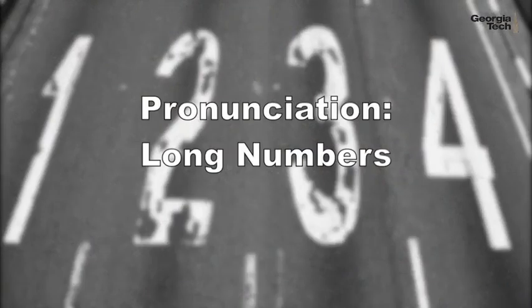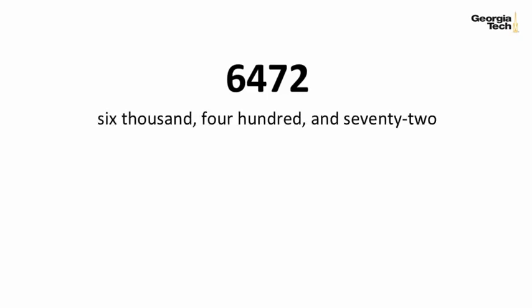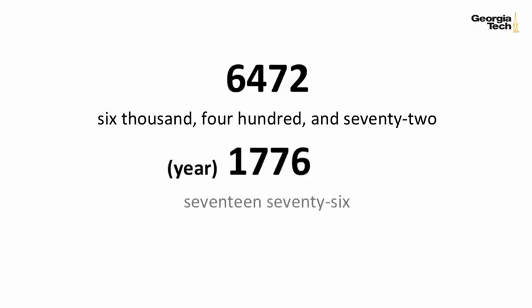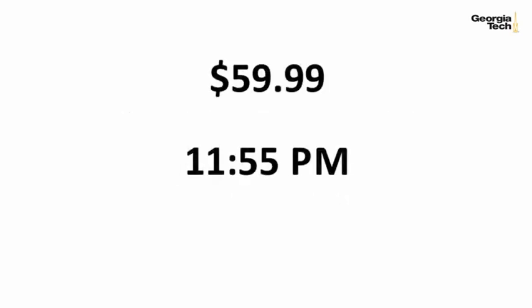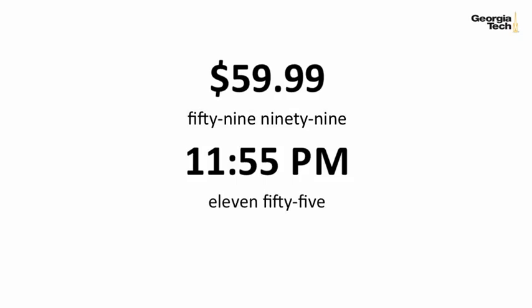What else do we need to think about when pronouncing numbers, especially long numbers? First, how do we say a large number like this? Generally, we use two number phrases, 6,472. But if it's a date like this, we'll say 1776. We divide the numbers in prices at the decimal point and similarly split the numbers when we talk about the time in two. So this would be a 59.99 sweater, and this would be 11:55 p.m.